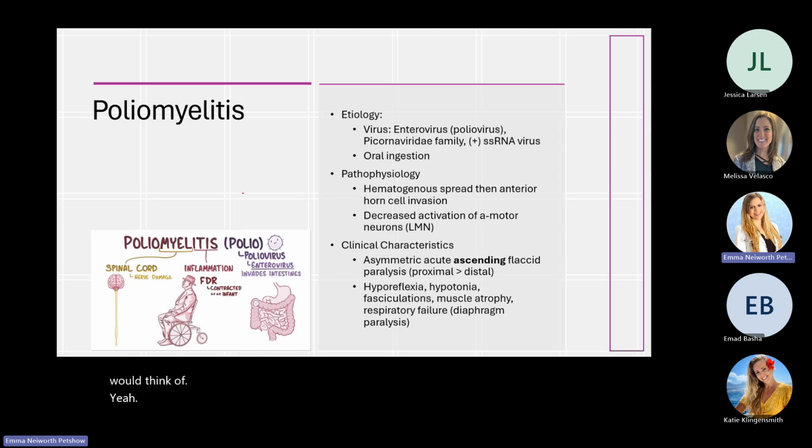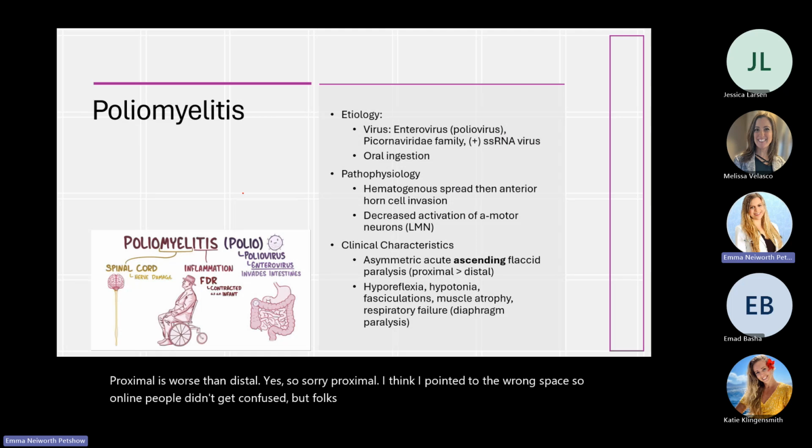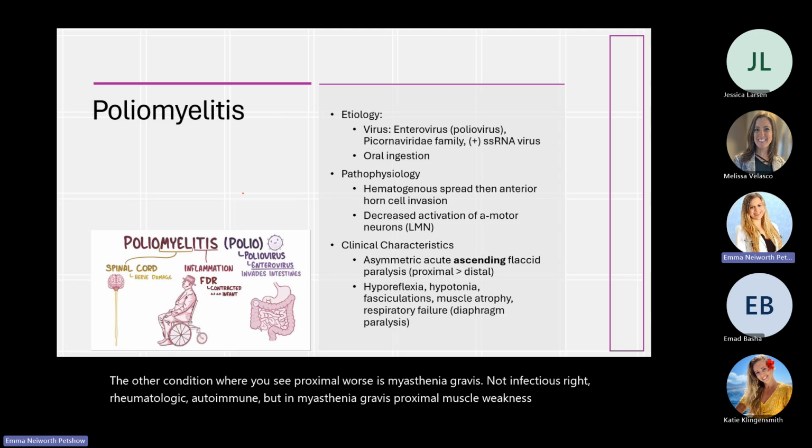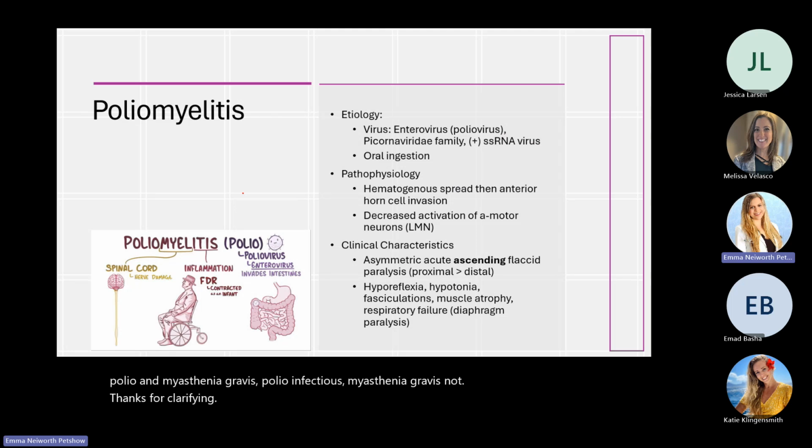Proximal is worse than distal. Yes. So sorry, I think I pointed to the wrong space, so online people didn't get confused, but folks here, yes. So proximally worse, distally better. The other condition where you see proximal worse is myasthenia gravis. Not infectious, right? Rheumatologic autoimmune, but in myasthenia gravis, proximal muscle weakness is more likely associated versus distal. So those would be two proximal associated conditions, polio and myasthenia gravis. Polio, infectious; myasthenia gravis, not. Thanks for clarifying. Sorry for acting it out wrong.